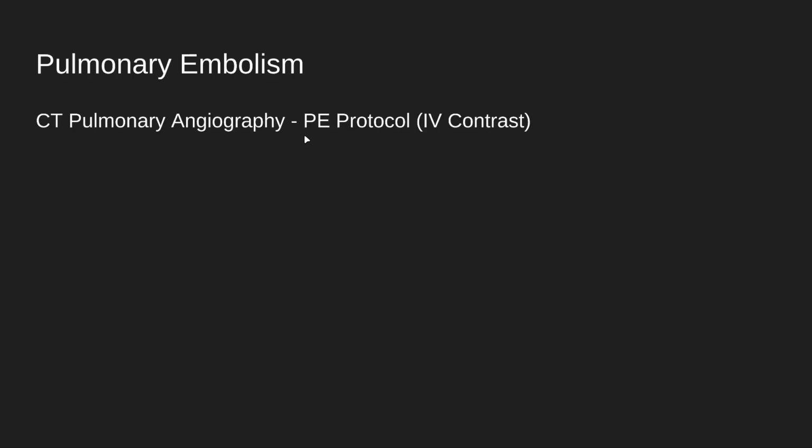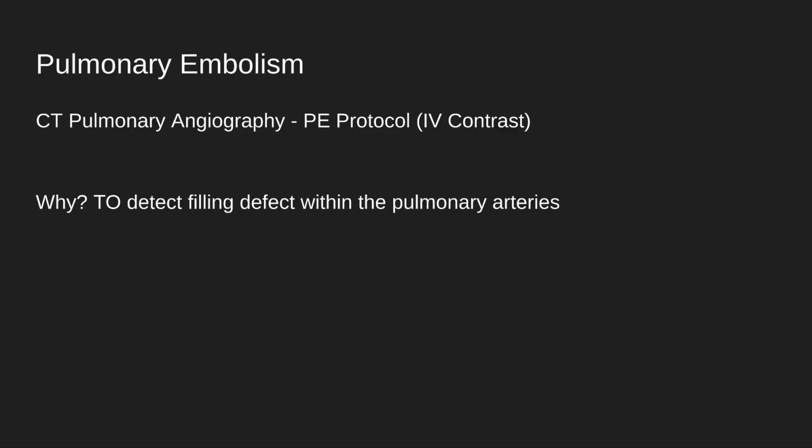Now, what about pulmonary embolism? This one is very easy. You order CT pulmonary angiography, and they have their own protocol. They call it PE protocol. It is CT chest with IV contrast. And why this protocol? To detect the filling defect, the emboli, because an embolus in a pulmonary artery will cause a filling defect. Typically, pulmonary arteries are white with contrast, but if you see a dark filling defect, that's an embolus.